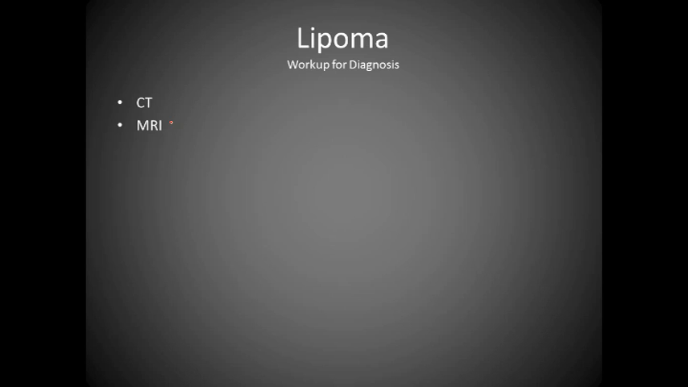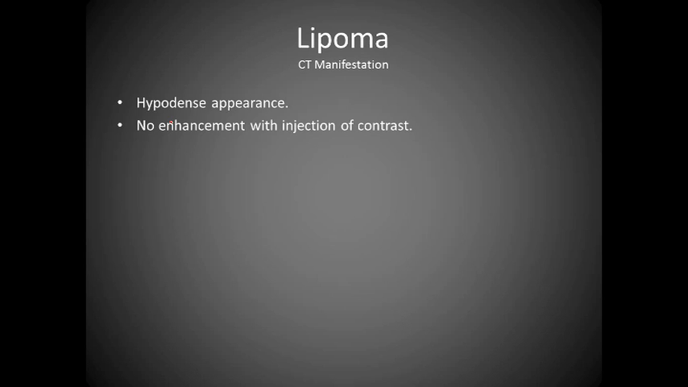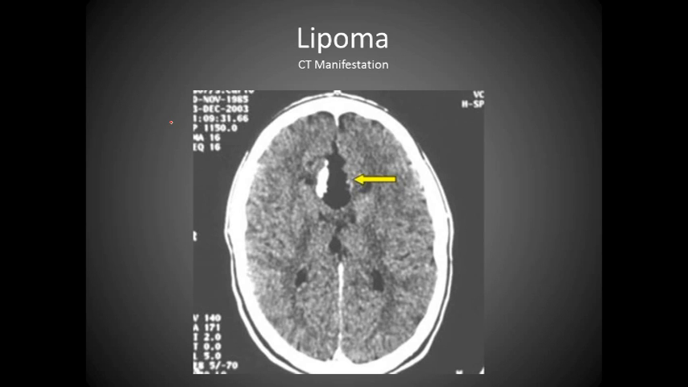And so the way that we distinguish what a lipoma is, is CT and MR. However, typically finding lipomas is not usually the reason for doing a CT or MRI. Usually it's a chance finding or an incidental finding. We see that they are hypodense in appearance, meaning that they are black and they show no enhancement with injection of contrast. So they just pretty much look stationary in appearance.